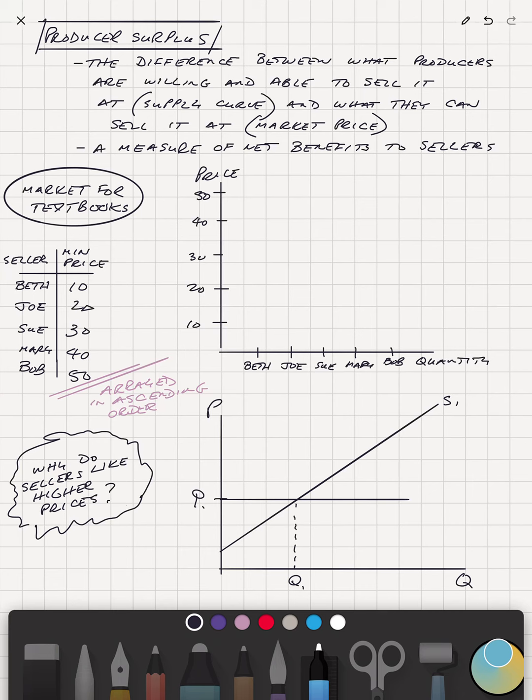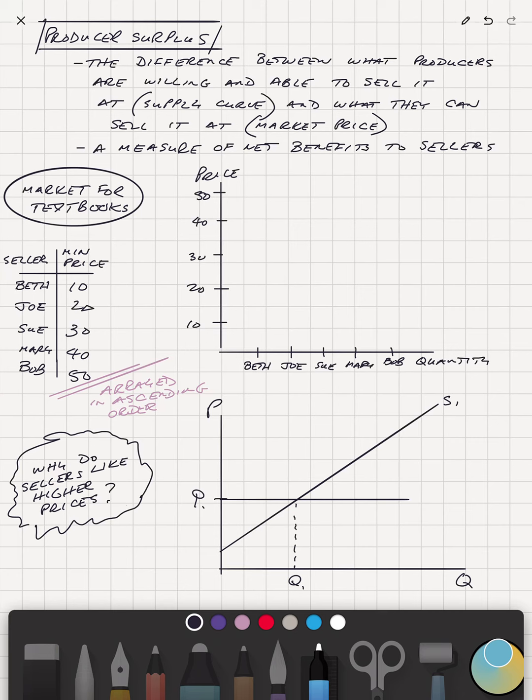Now, welfare theory, as I spoke about last time, is Kenneth Arrow's theory to better understand how competitive markets will yield optimum or efficient outcomes. So producer surplus, now think sellers, is the difference between what producers are willing and able to sell at, as revealed by the supply curve, and what they can sell at, as dictated by the market price. It is a measure of the net benefits to sellers.